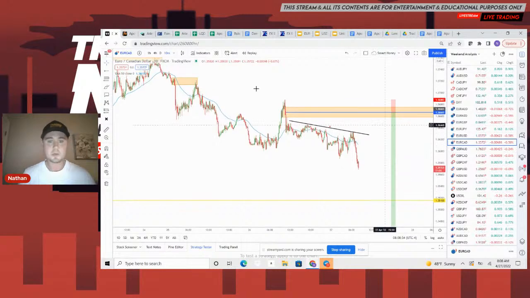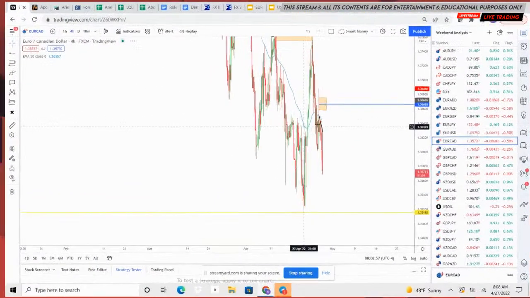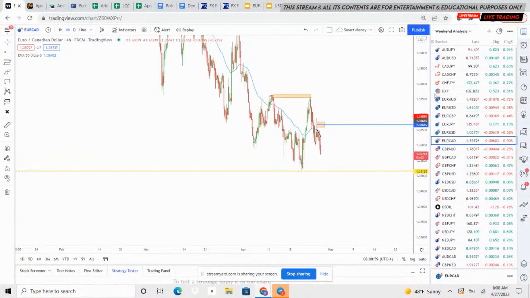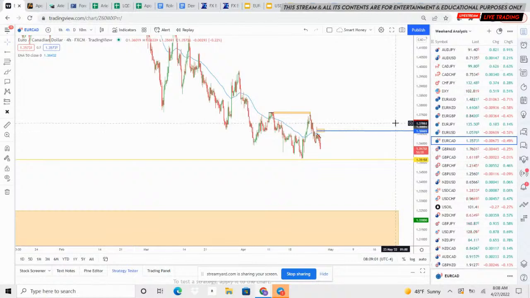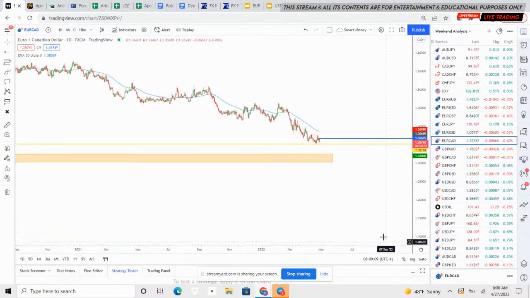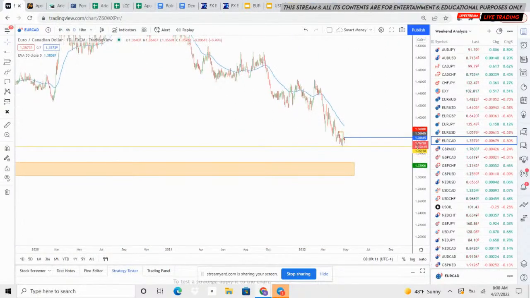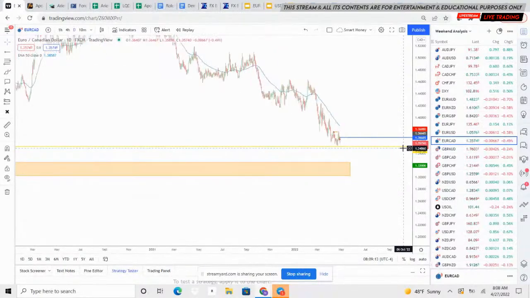So, Eurocad. I'm going to do a little bit of a top down because that is the most important thing when analyzing a chart. It doesn't matter what strategy you use. In my opinion, top down is the most important to understand overall direction where we're looking to target. So I'll start with the daily time frame. This is really just meant for overall direction and where liquidity could be taken next.